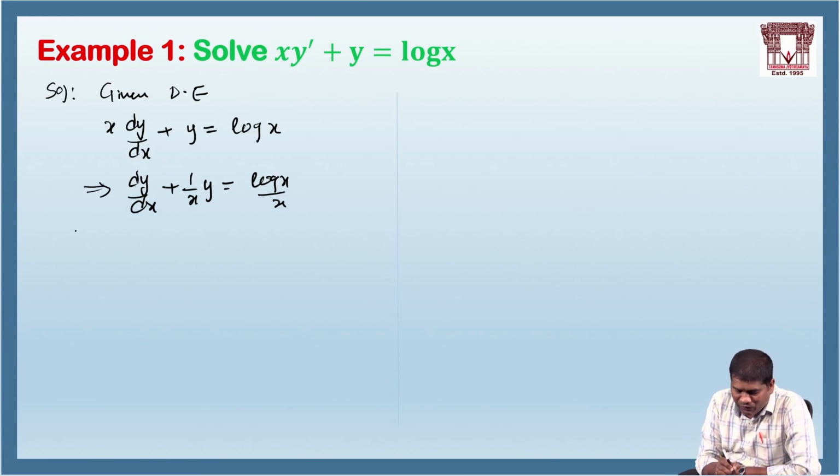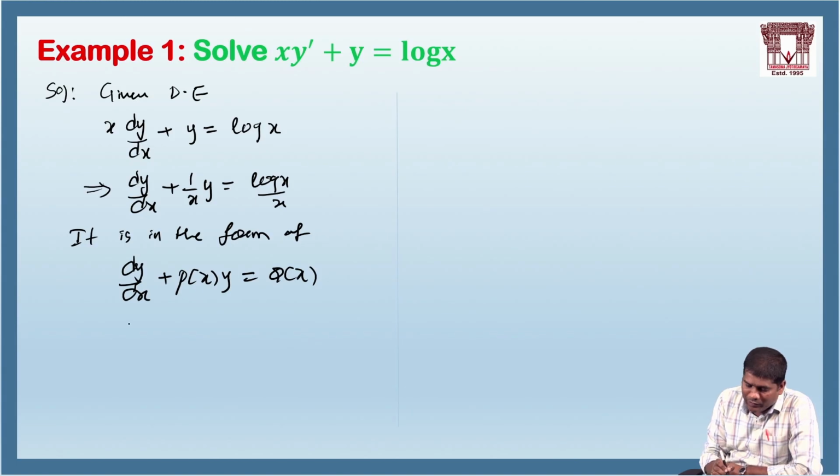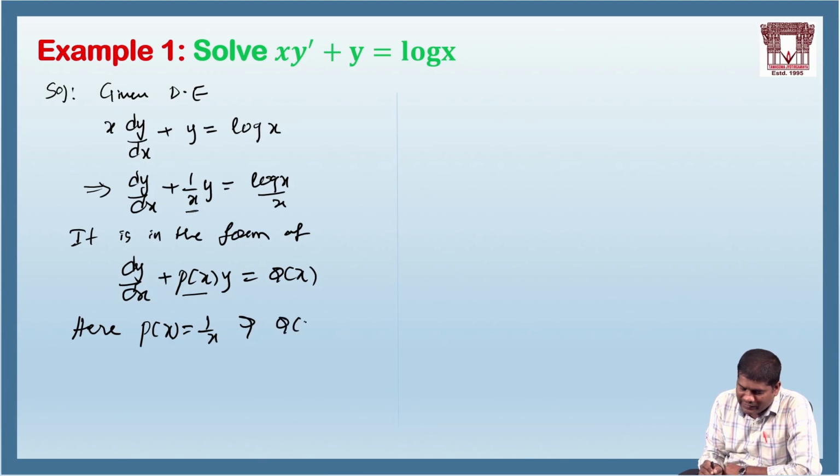It is in the form of dy by dx plus p of x into y is equal to q of x. So here p of x is the y coefficient, that is 1 by x, and q of x is the right hand side function, that is log x by x.